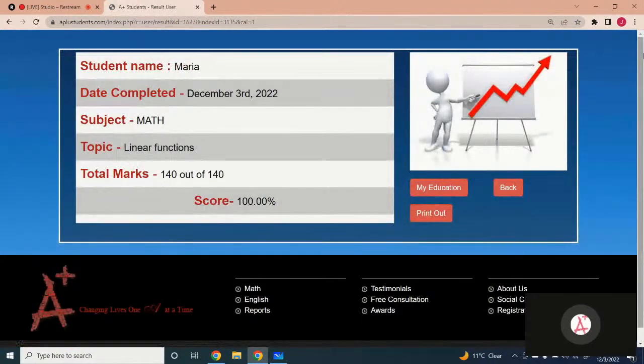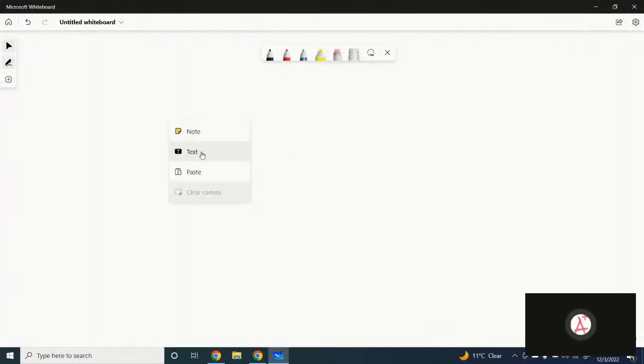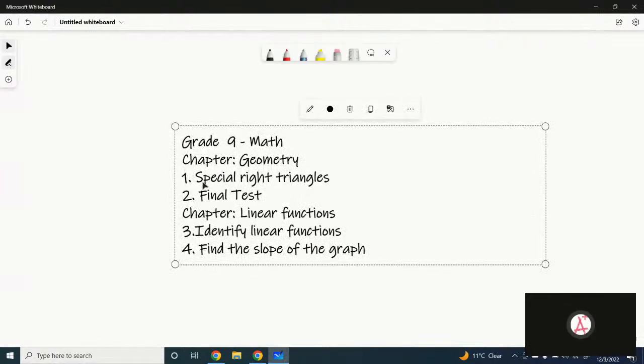Okay, so we have completed the test questions. Please make sure before the next session you complete all the test questions for the topics we did today. We have covered 4 topics today, from the chapter Geometry. The lesson names are Special Right Triangles, then we did the final test for the chapter. Then we started the new chapter, Linear Functions, and the topics we covered today are Identify linear functions and find the slope of the graph. Got it? So these are the lessons we have covered today.